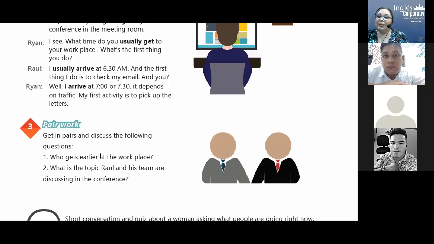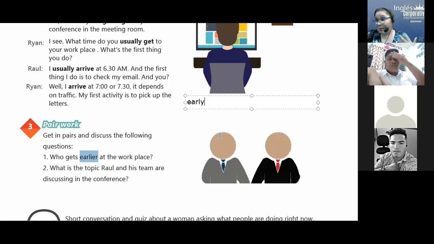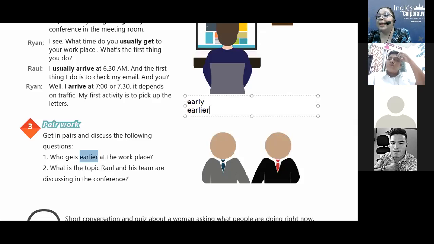Okay, aquí utilizamos esta palabra que es muy importante, que es un comparativo, más temprano. Okay, la palabra que conocemos es early, ¿verdad? Esa es nuestra palabra que hemos aprendido en nuestra time expression, early, correct? Pero para comparar y decir más temprano que el otro, ¿verdad? Decimos earlier, earlier. Okay? Comparing the two times, right? Different times.